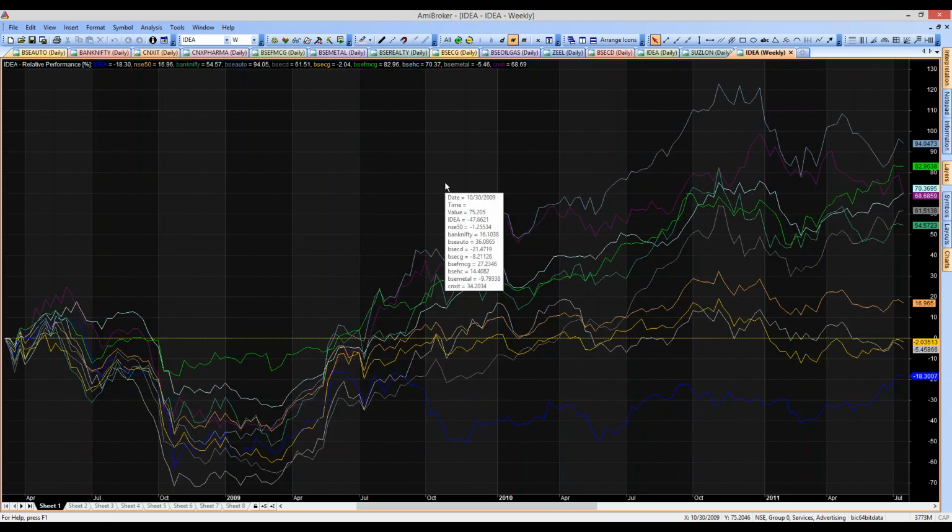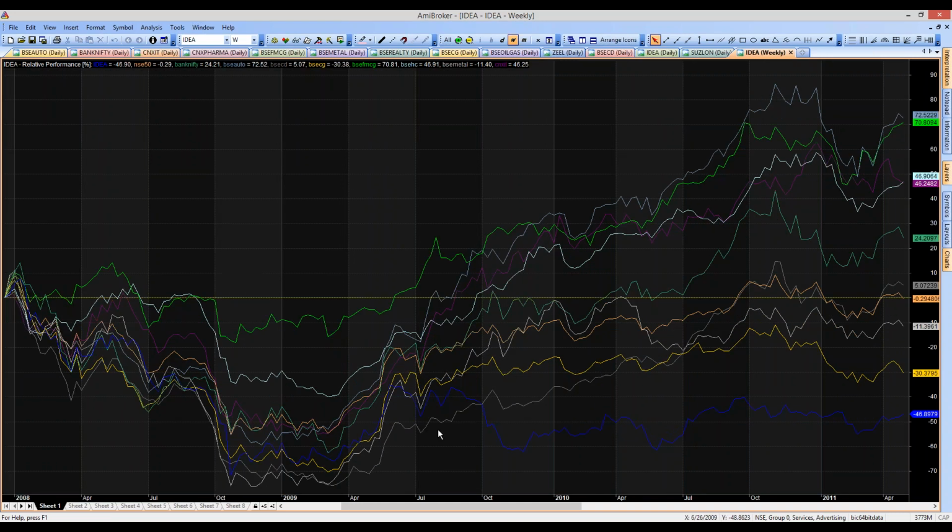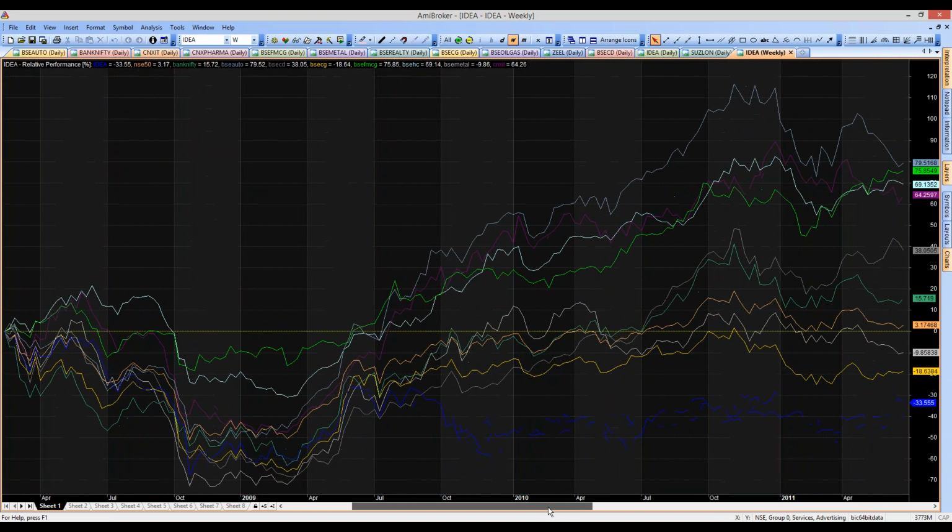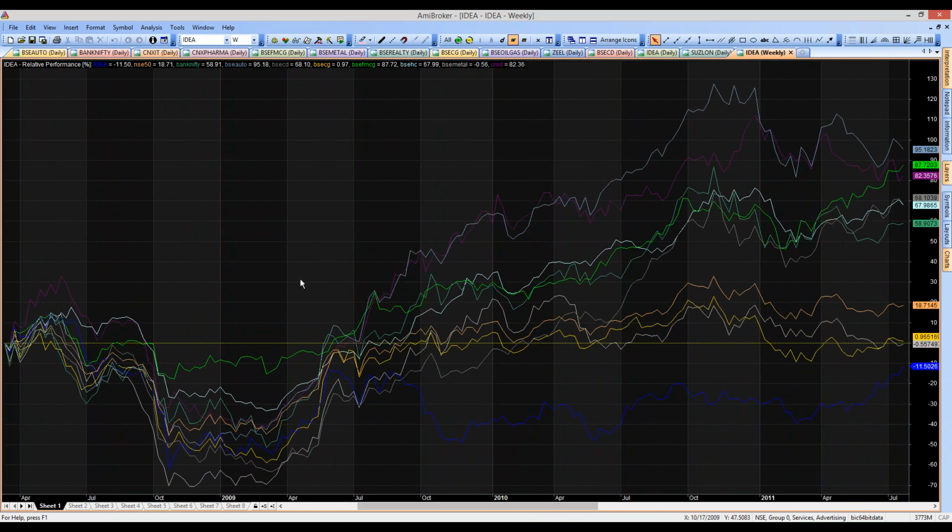All right. Okay, so if you can just see that purple line, in April, June of 2008, April, May, June, July. So remember, we're looking at a weekly chart. This purple line, which represents basically the CNX IT index, was the, in quotes, the best performing. It was the highest, right?